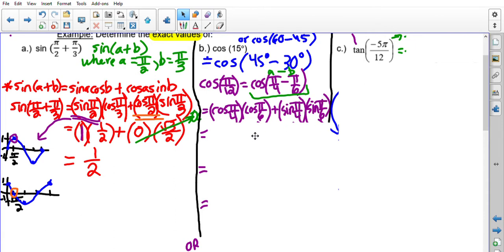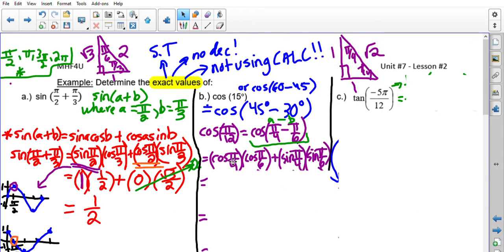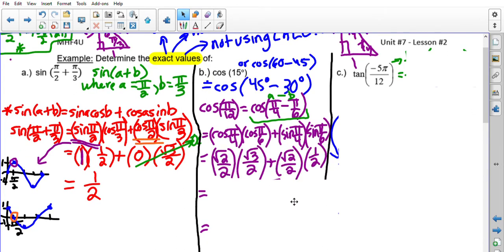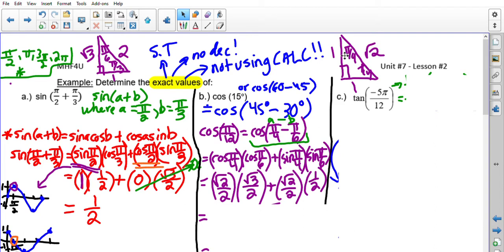All right, so let's use our special triangles. Cos pi over 4 is going to be 1 over root 2. Remember, we always try to rationalize the denominator, so 1 over root 2 at the side here. Remember, when you rationalize the denominator, you have to multiply top and bottom by root 2, and then that equals root 2 over 2. Just as a little reminder.